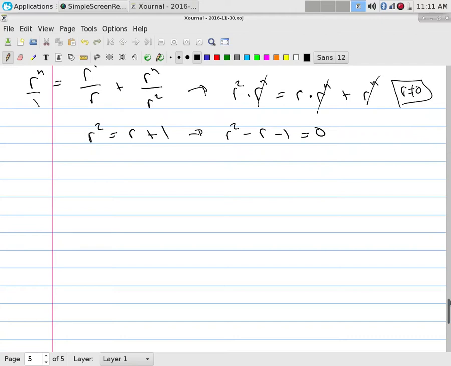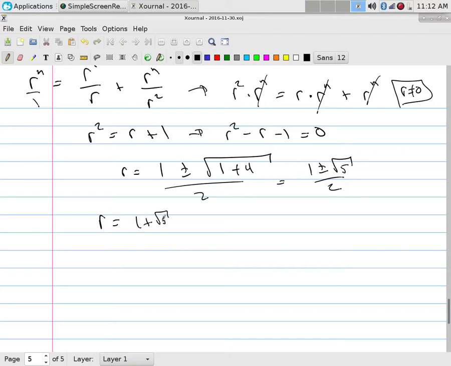How do you solve quadratic equations? If you can't factor it, what do you move on to? The quadratic formula. But the quadratic formula actually used what? Completing the square to make a perfect square trinomial and extracting the square root, for ax squared plus bx plus c. But once you've done it, you can just jump straight to the answer. What's r? It's equal to negative b, so 1, plus or minus the square root of b squared, 1, minus 4 times a times c, which means plus 4, all over 2 times a, which is 2. And so this is 1 plus or minus radical 5 all over 2. So I have two solutions: 1 plus radical 5 over 2 and 1 minus radical 5 all over 2.